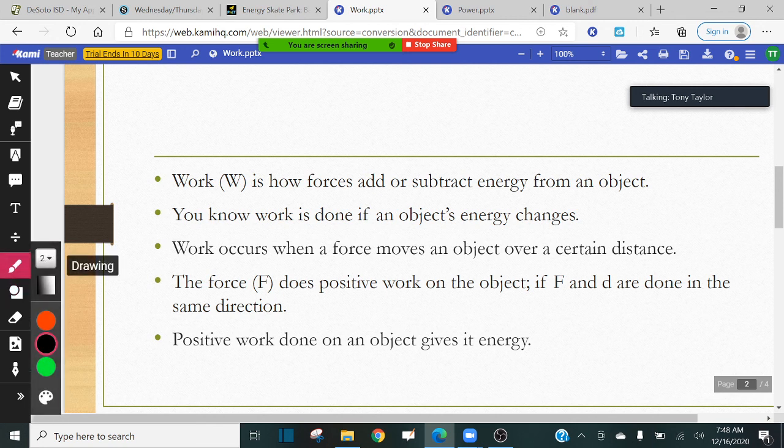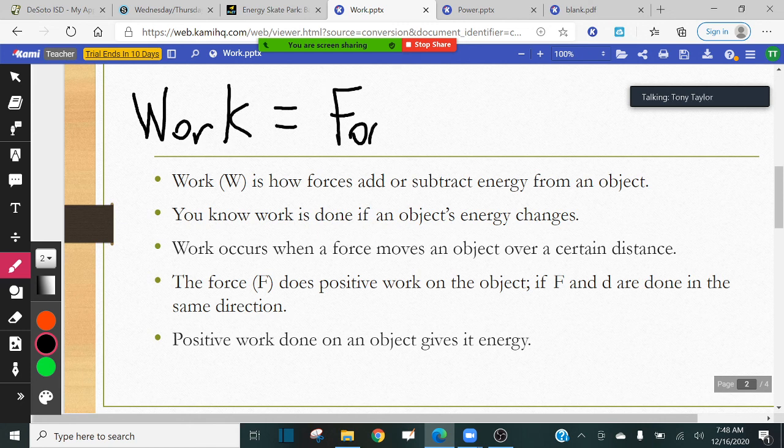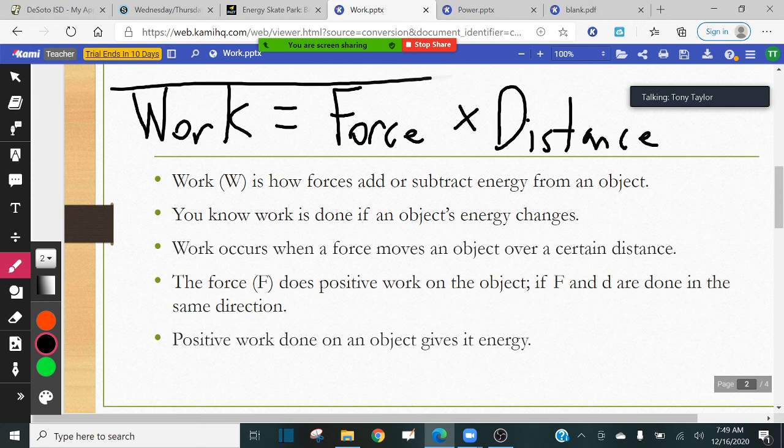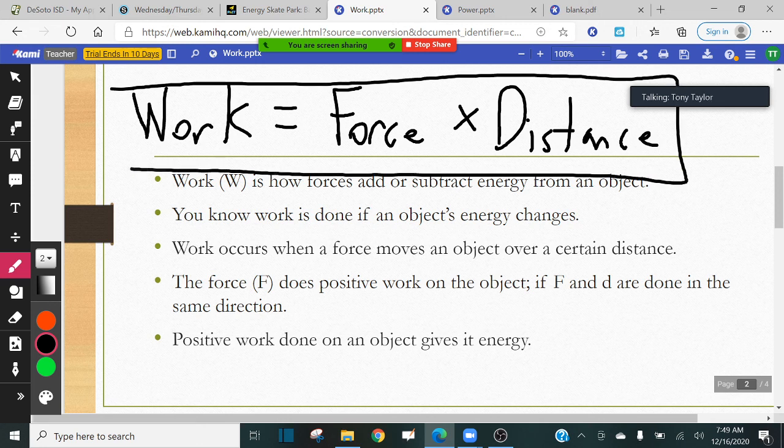I'm going to write this down because you guys will need to know this for the test. The equation for work is equal to force times distance. It's a very simple equation. So that's something you guys need to know for the test. Work occurs when a force moves an object over a certain distance.